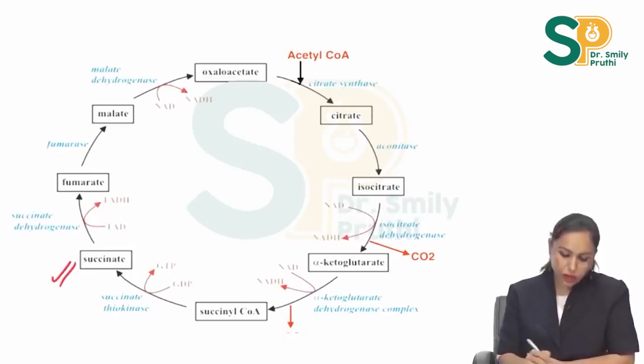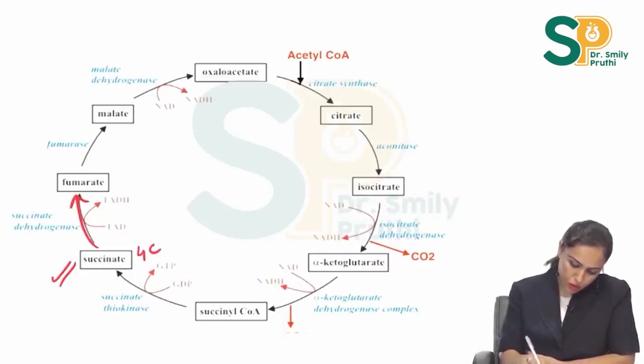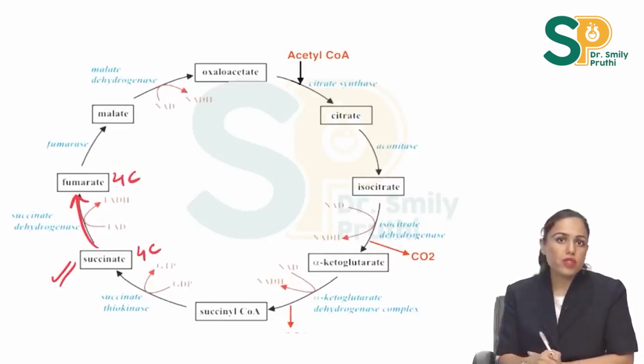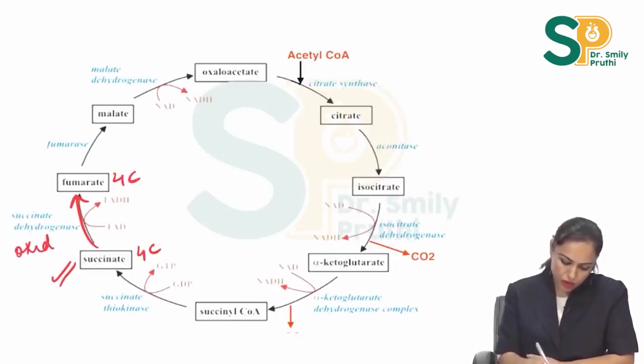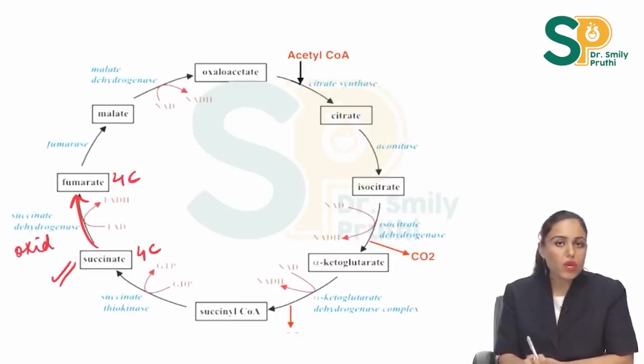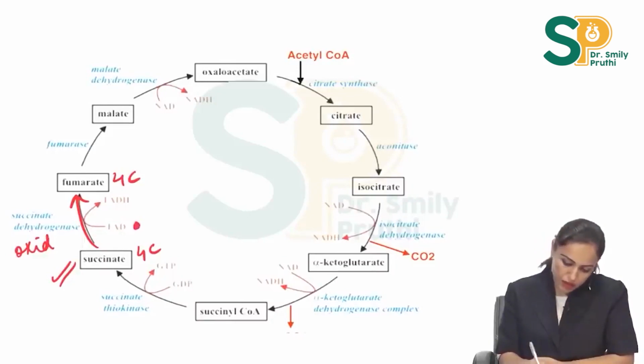So we have reached till this point, succinate. Let's see the next step. Succinate to fumarate. There is no change in number of carbon. Enzyme is dehydrogenase, that is succinate dehydrogenase. So this is a simple oxidation step occurring and somebody will come to take this hydrogen. That somebody here is FAD.